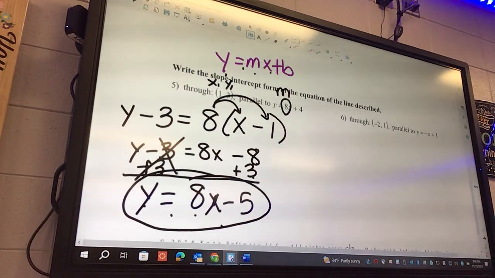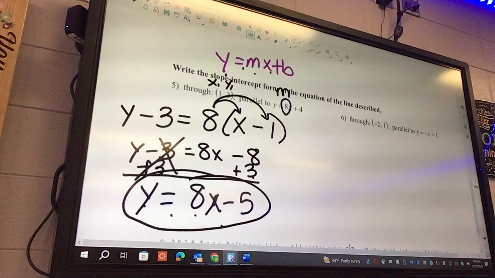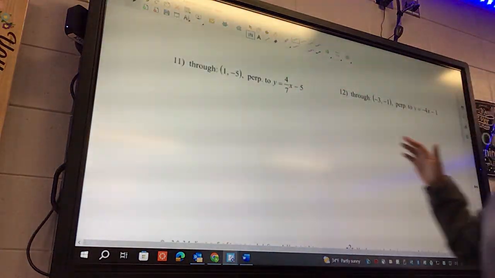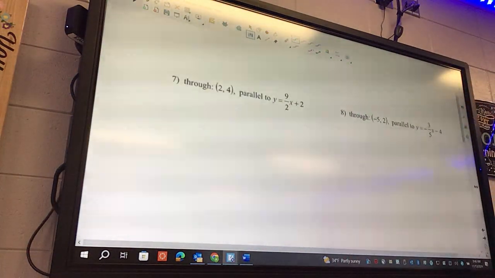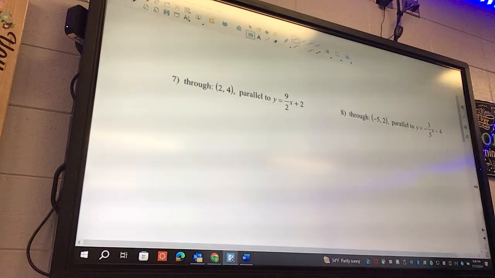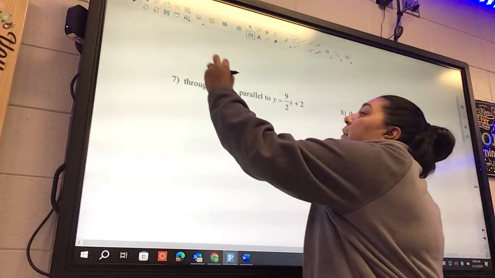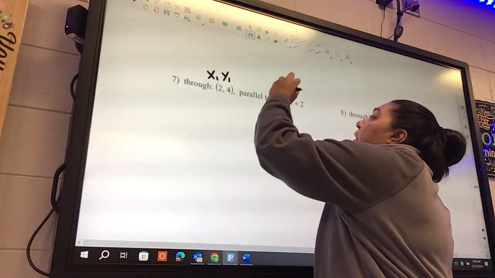Okay, and I've got to tell you, the perpendicular one's going to be a little bit more tricky because a lot of times we get fractions, so definitely use your calculator on those, okay? So the parallel ones are typically easier than the perp ones, just so you know. Okay, but as I was just saying that, then this one's a fraction. So, we're going to go ahead and label x1, y1, and this is my m.